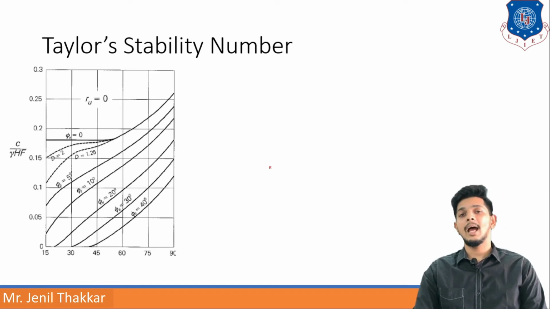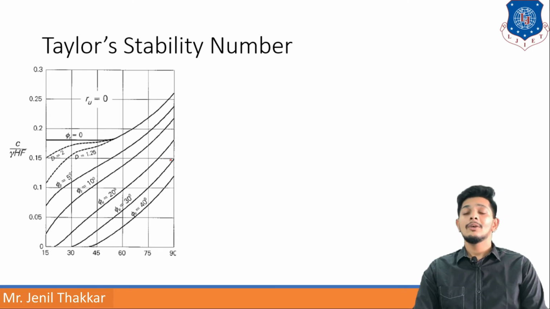Furthermore, Taylor gave a graph of stability number versus inclination angle I, the Sn versus I graph. Now, phi lines are shown here. If phi is equal to 5 degrees, phi is equal to 10 degrees, this line will act. If phi is equal to 20, this line will act. So, if you have the stability number Sn as well as the phi value, you can get the I value, and vice versa. If you have Sn as well as the I value, you can get the phi value. So this is how Taylor's stability number is used here.